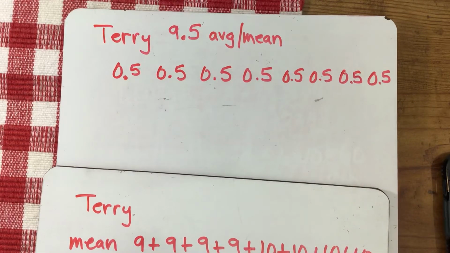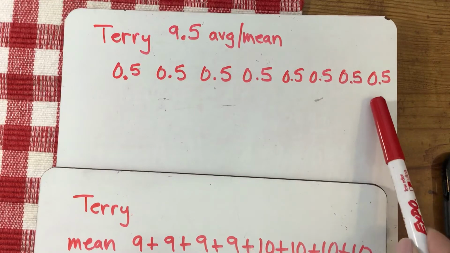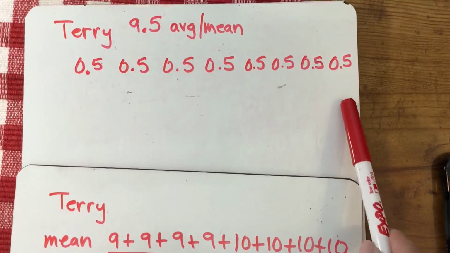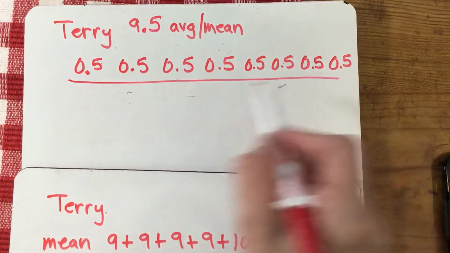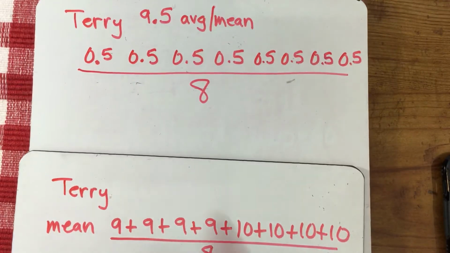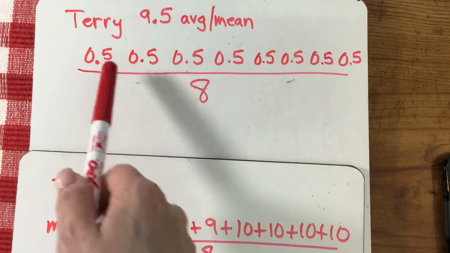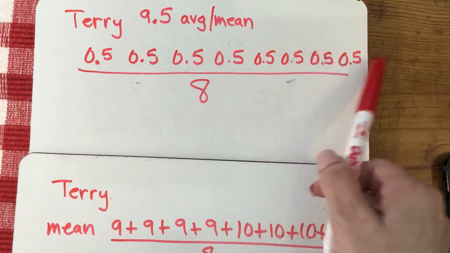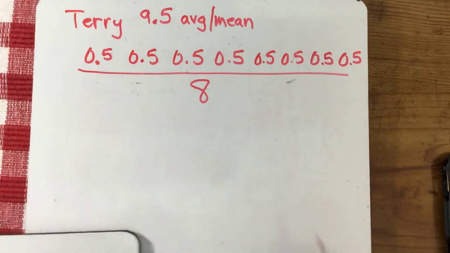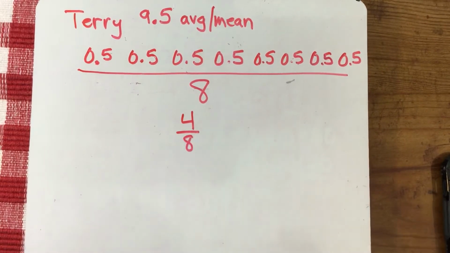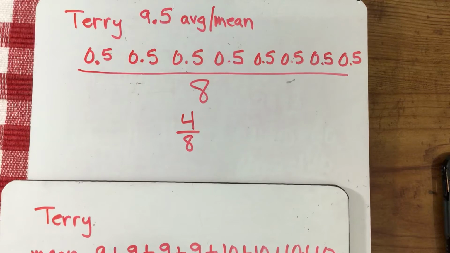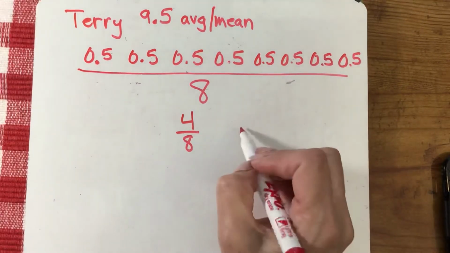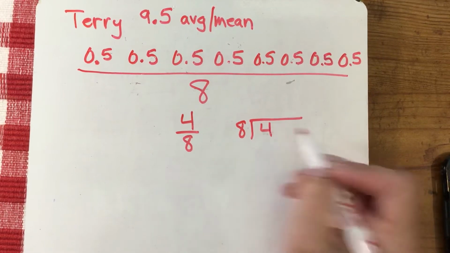Okay? Now I need to find the average or the mean of this set of information. Okay? Divide by 8. So if I add all of these up, if I have a half and a half, isn't that equal to 1? Yep. So this is 1, 2, 3, 4. So it's 4 over 8. Okay. Yes, that looks like a fraction, but let's use this as a division problem. 8 divided into 4. Well, you can't do that.